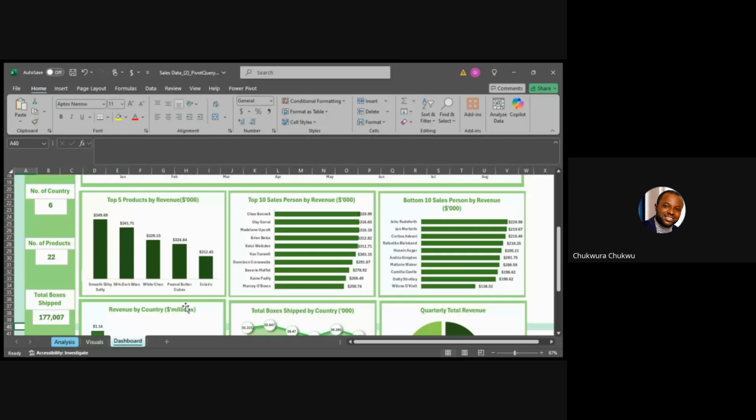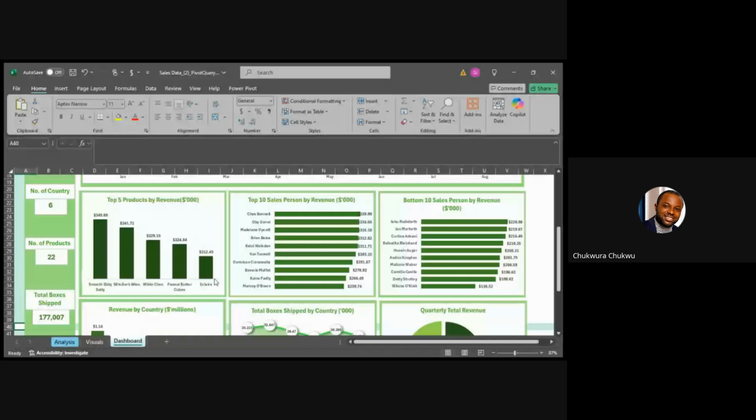I went on to also create my top 5 products by revenue, and we could see from there that Smooth Silky Salty is the product with the highest revenue, followed by 50% Dark Bites. The lowest was After Nines with $212,450. That was the column chart I did.